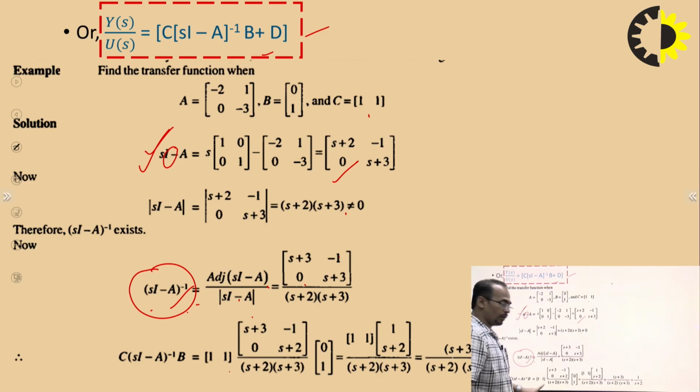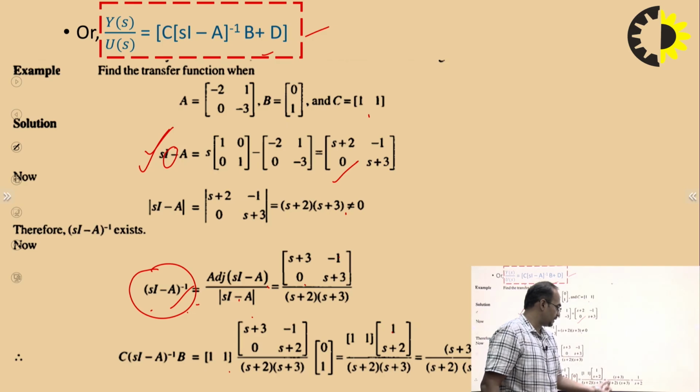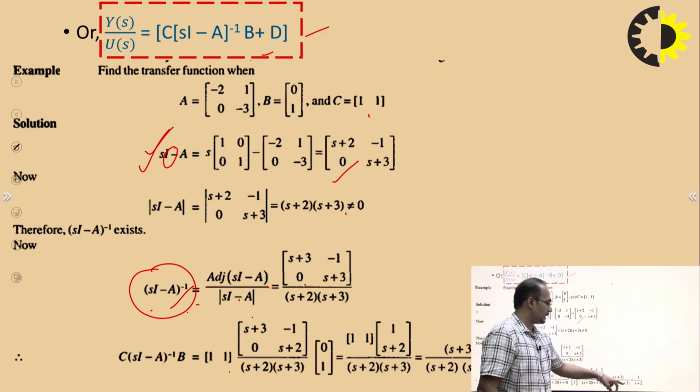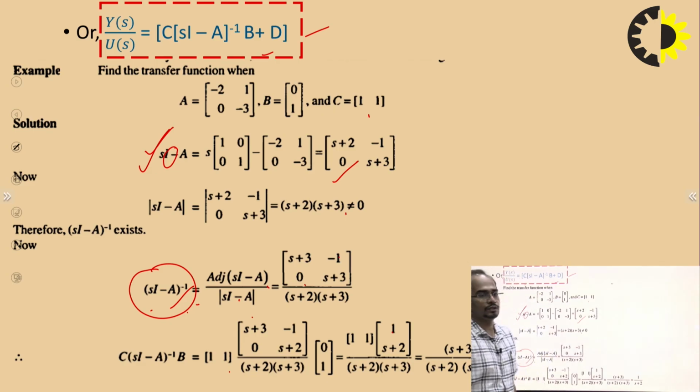So you will write here [1 1] times [s+3, -1; 0, s+2] upon (s+2)(s+3), and the value of B is [0 1]. After solving this you will get [1 1] times [1/(s+2)]. How will you get this value? 1 by s plus 2. [1 (s+2)] upon (s+2)(s+3). So after solving this, you will get (s+3) upon (s+2)(s+3), and this will be equal to 1 by s plus 2.